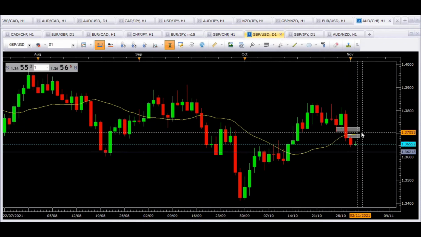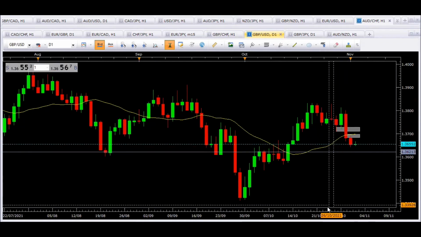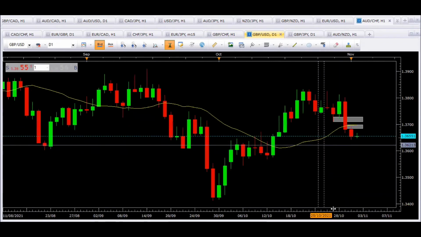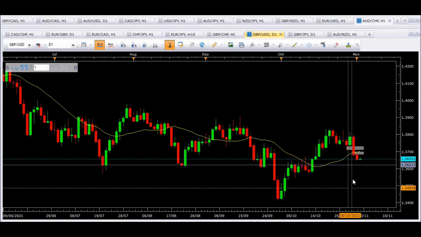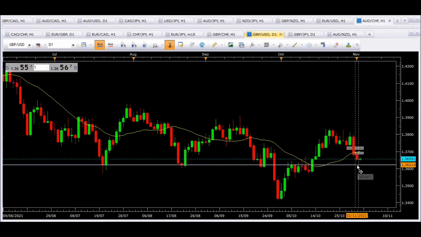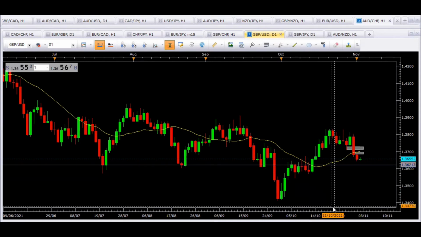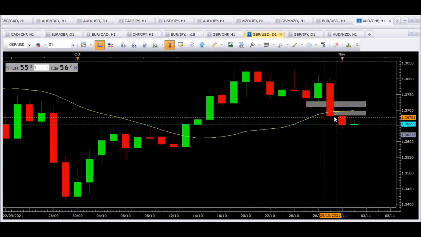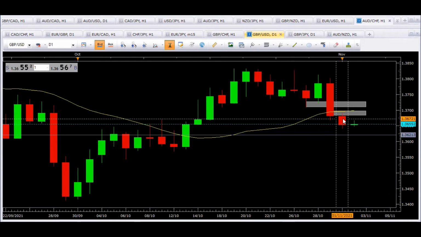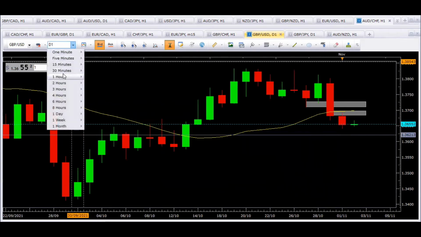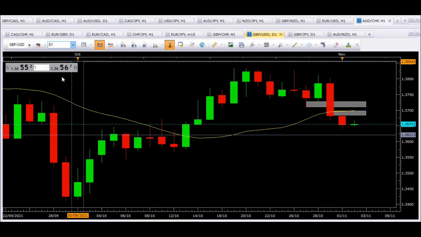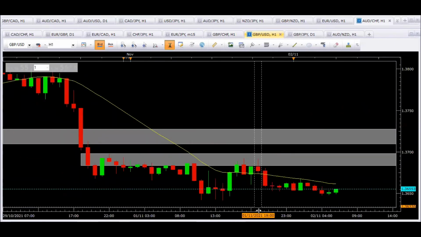Okay, so this is the pound against the US dollar. We looked at this trade from yesterday. It's still intact, and I'm still looking for price to come down to this zone of 3621. We had another bearish candle. So let's look at the H1 for this pair for our execution.